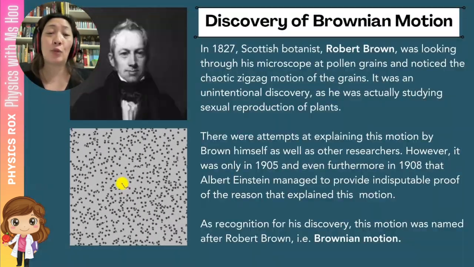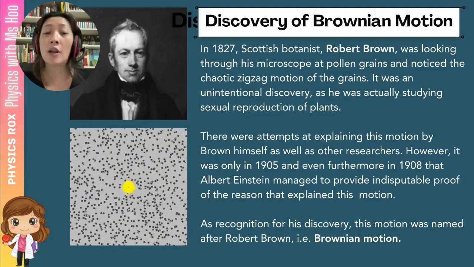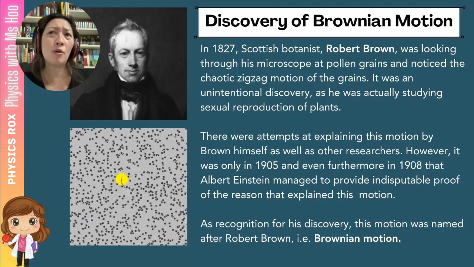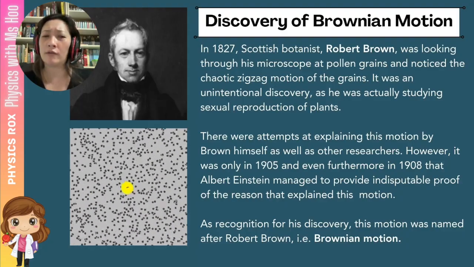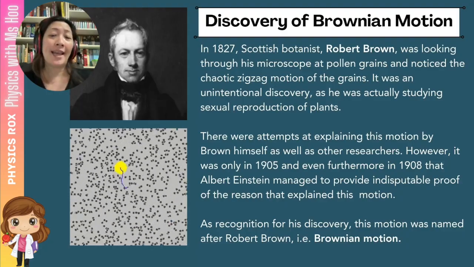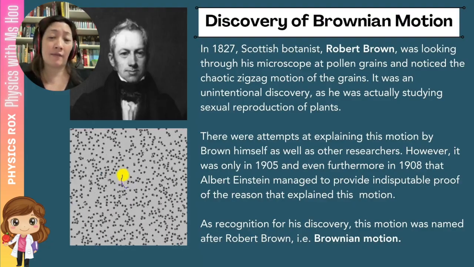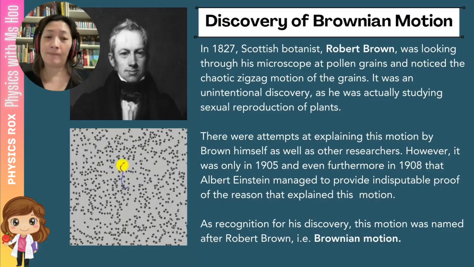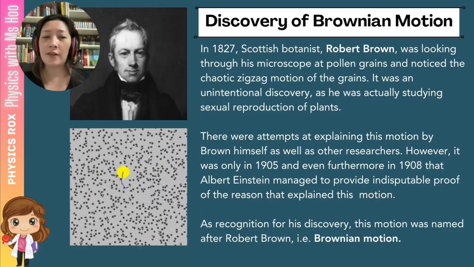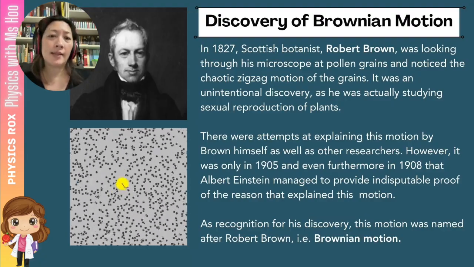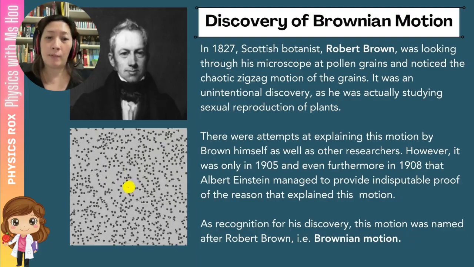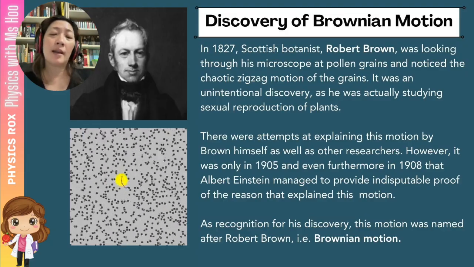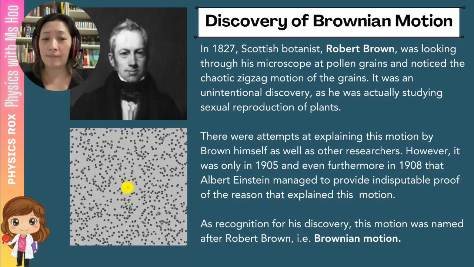So back in 1827, Scottish botanist Robert Brown was looking through his microscope at pollen grains and he noticed the chaotic zigzag motion of the grains. This was actually an unintentional discovery. He was actually studying the sexual reproduction of plants. So at first he thought that this chaotic motion was necessary for the sexual reproduction of the pollen. And there were many attempts explaining this motion by Brown himself as well as other researchers.